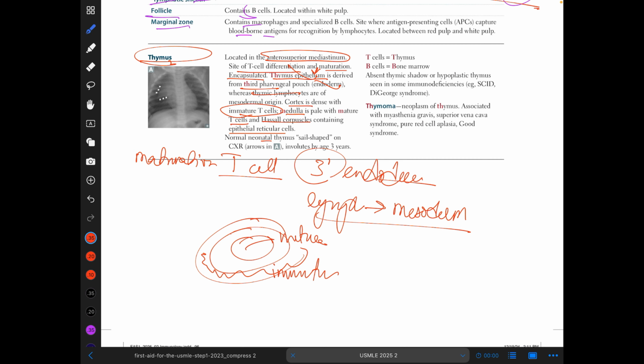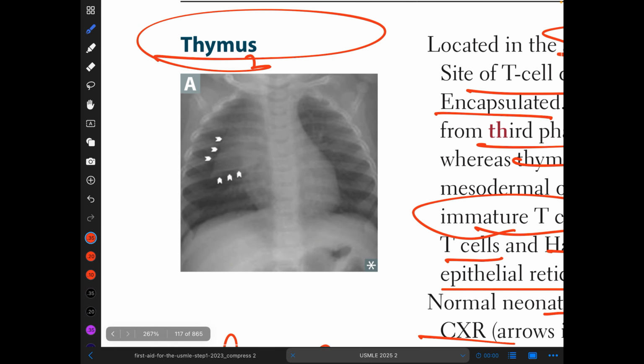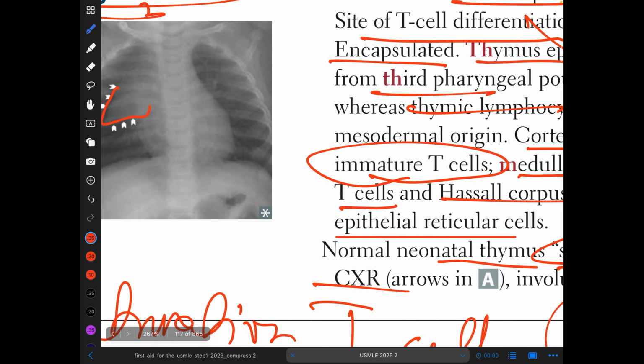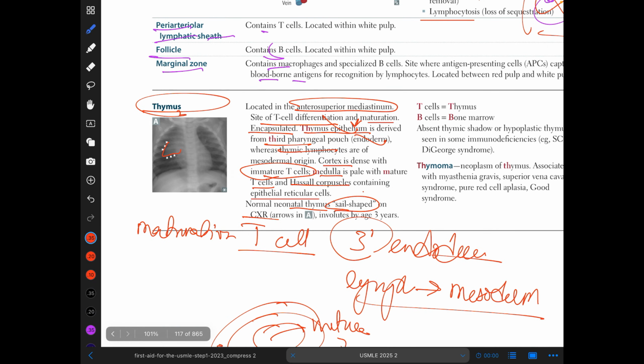The normal neonatal thymus gives a sail shaped shadow on the chest X-ray, like that. The normal neonatal thymus gives the sail shaped shadow on chest X-ray, and it involutes by the age of puberty.